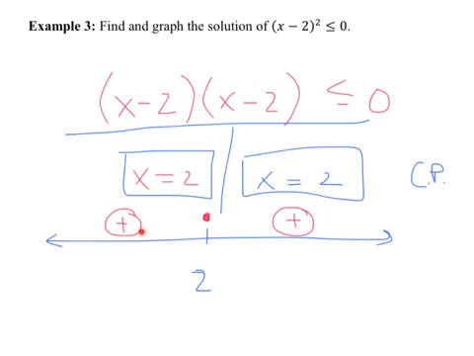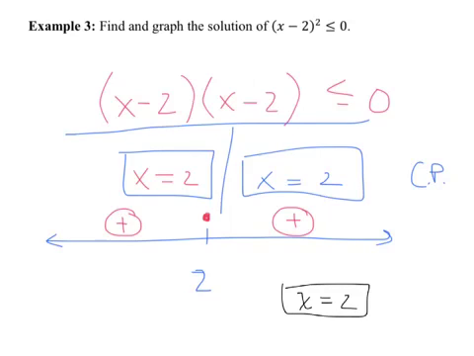2 minus 2 is? 0. And 0 squared is? Is 0 less than or equal to 0? Yes, it is. It's equal to 0. It's not less than 0, but it happens to be equal to 0. So the only solution here is x equals 2. There is no region to shade in.